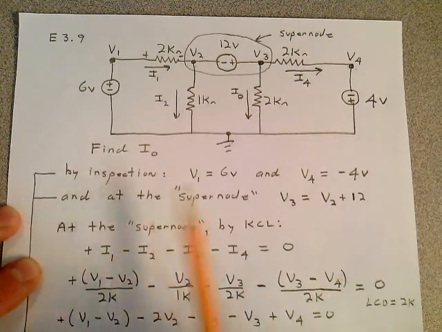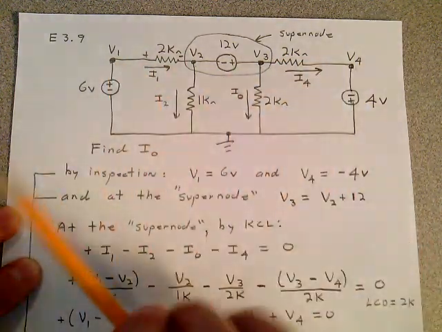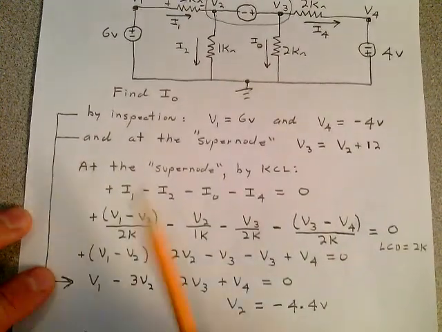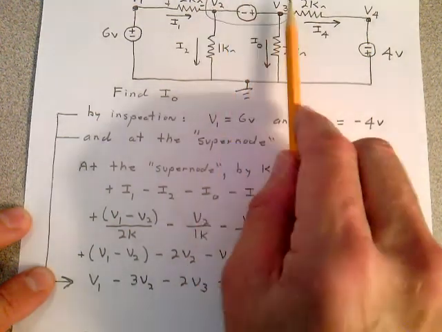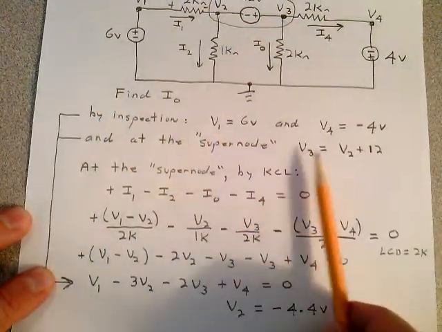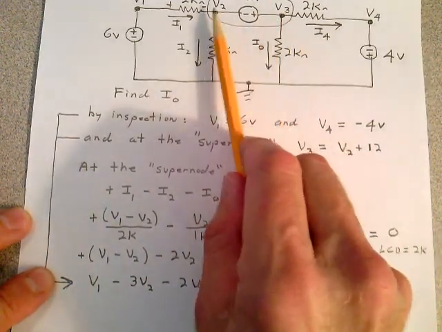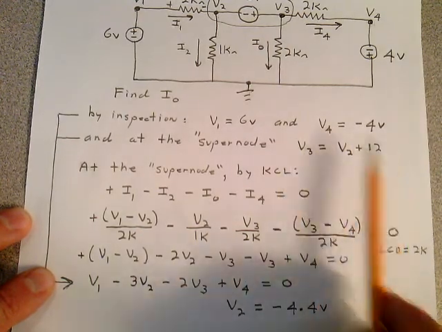Okay. Well, if you want to run with the voltages as variables, some students do. So let me keep them in for just a minute. At this supernode, let's tie these voltages together. Just a little bit of thought. By inspection, you can see V3 is equal to V2 plus 12. You're going to use that equation shortly.